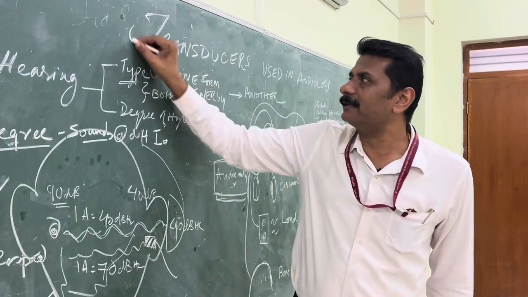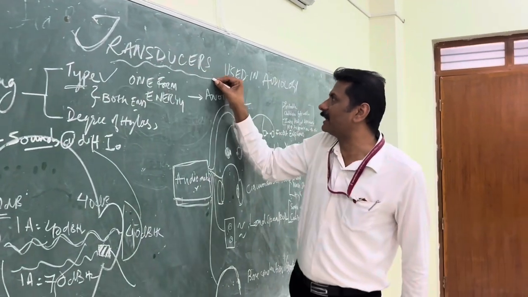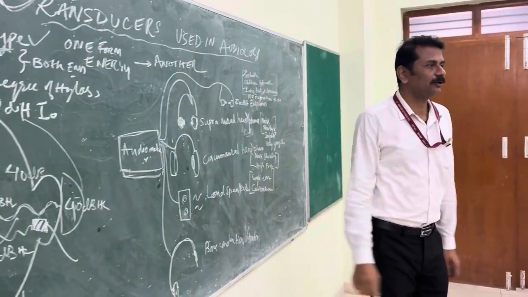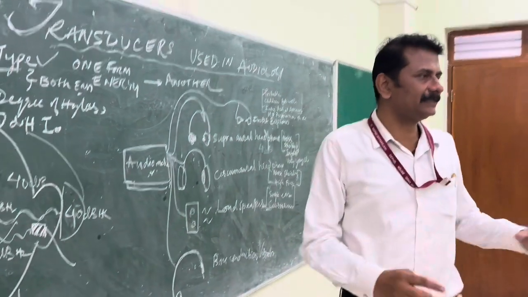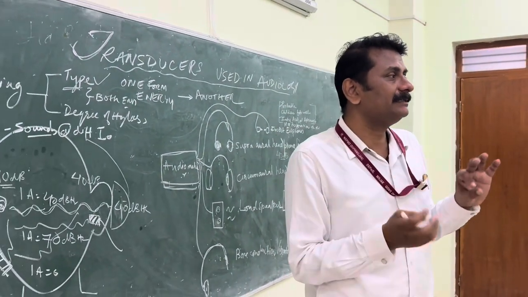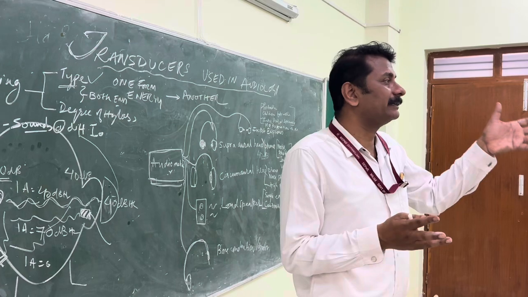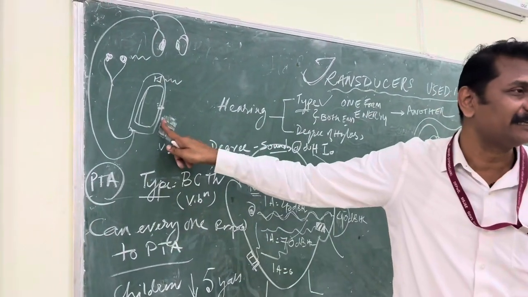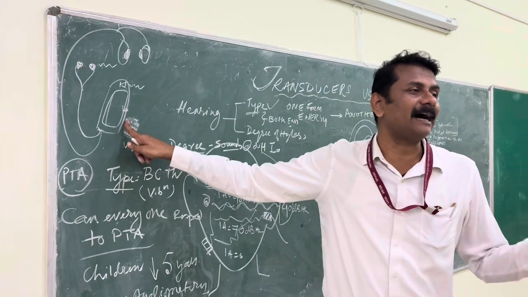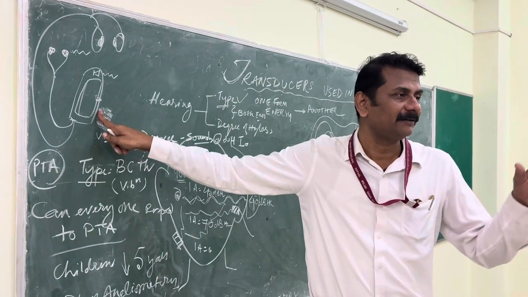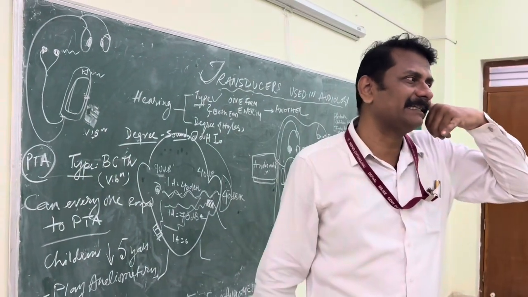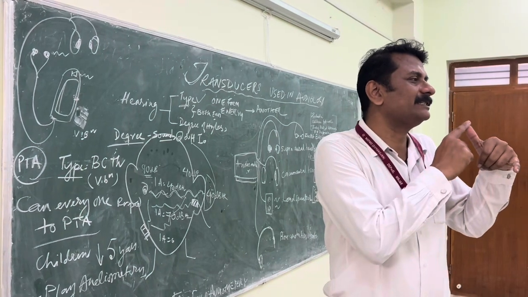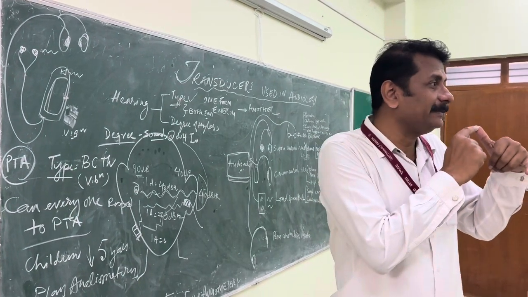Class, we are studying about the transducers which are used in audiology. Transducers means something which changes a particular signal into a particular type of output. We all have mobile phones. In the mobile phones, which are the common transducers?